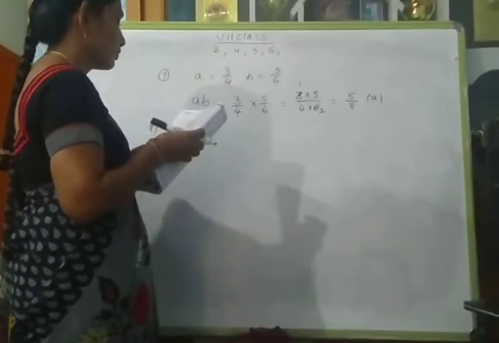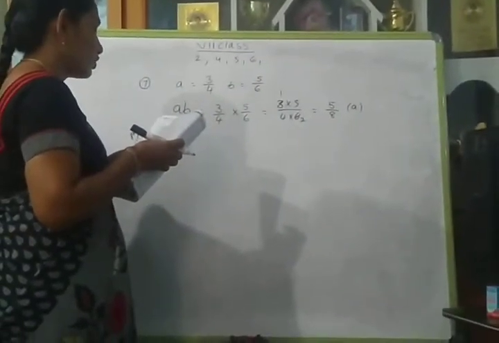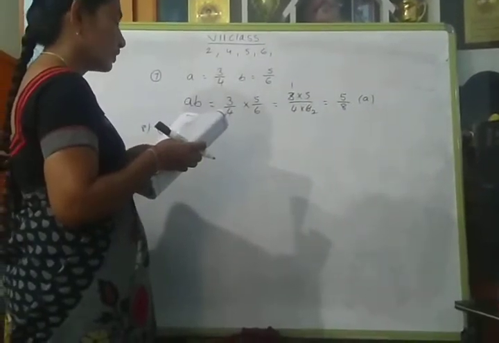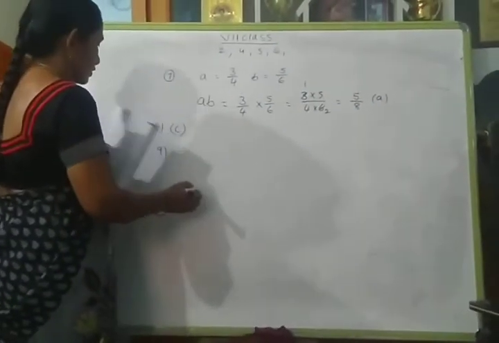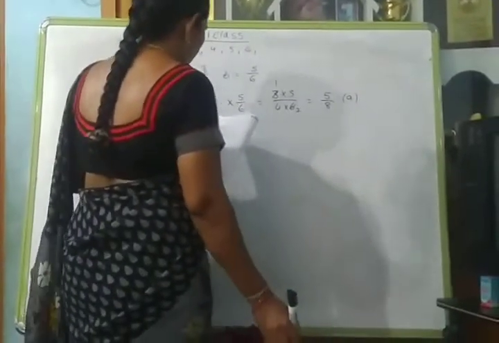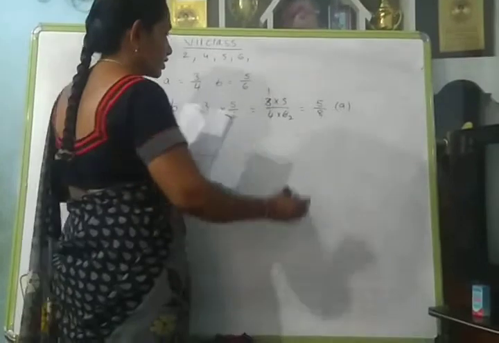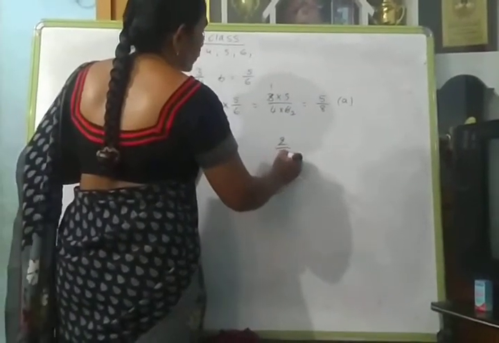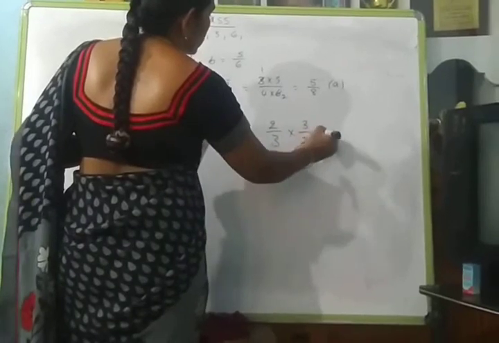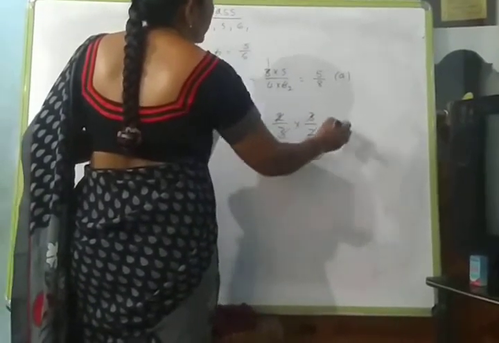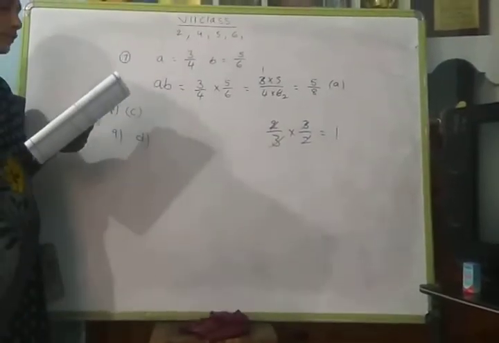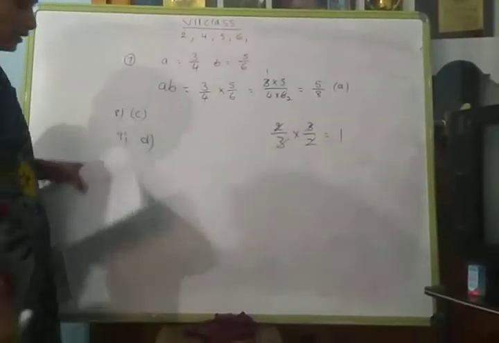Which of the following statement is true? The product of a rational number and its reciprocal is 0, not 1. So option D is correct. Ninth one, option D. See here, option B, the product of a rational number. For example, 2 by 3. What is the multiplicative inverse of 2 by 3? 3 by 2. So if you multiply these two, we get result 1. So option D is correct. 1 by a reciprocal is a.